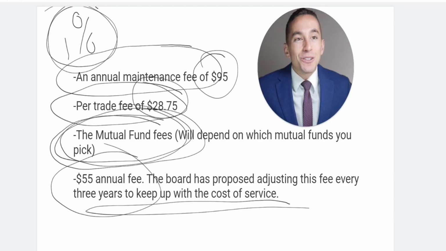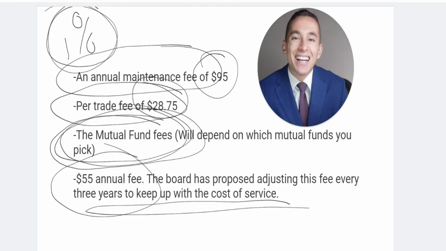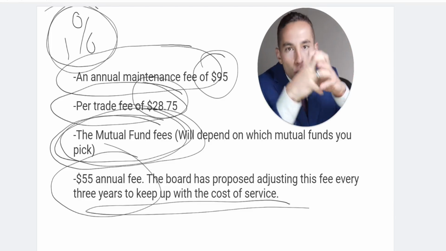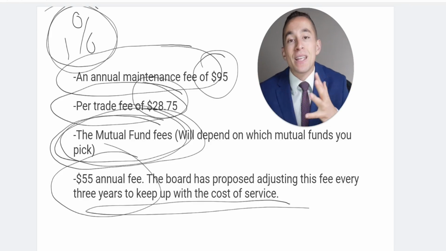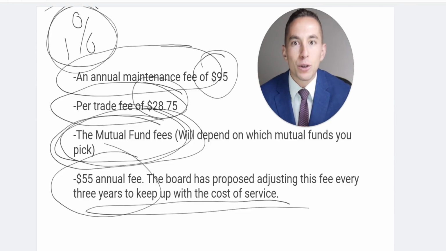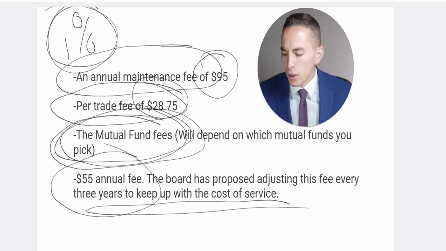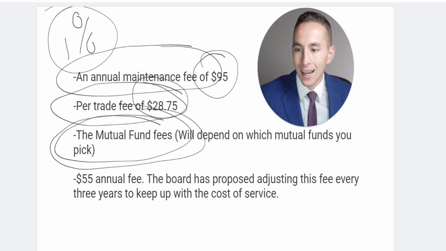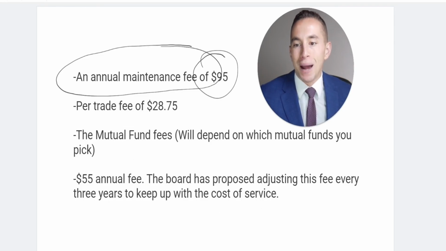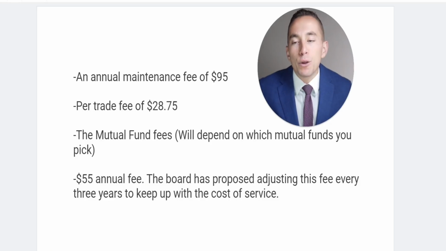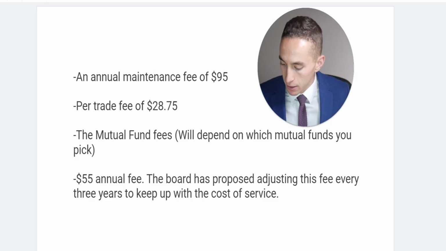So now let's do a little compare and contrast, right? Let's say, okay, what are you paying right now if you stick just in the TSP core funds or the L funds? And what would you pay if you put a big chunk into this mutual fund window? What would that look like for you? What would it cost you to do something like that? So I'm going to clear my screen here, get a fresh palette.